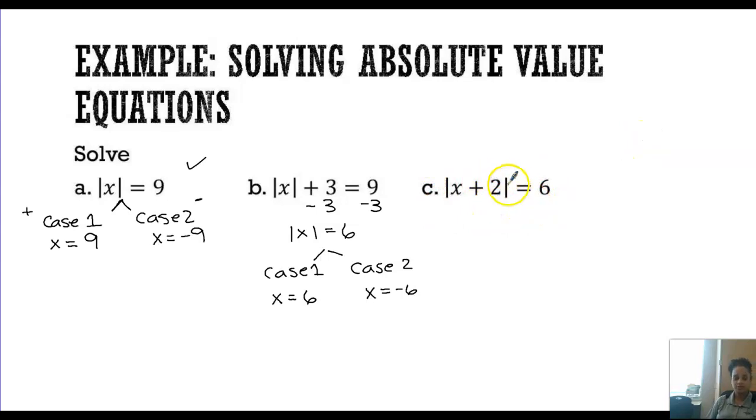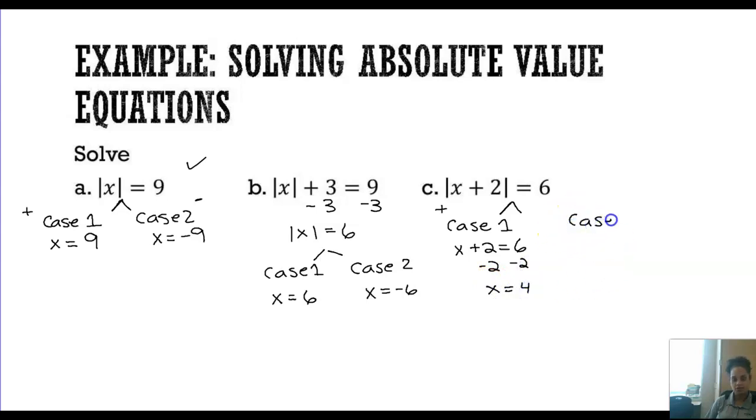Let's look at this one. Again, the absolute value braces are already isolated here, so let's see how this works out. For case 1, my positive case, I'm going to get rid of the braces, just as I have before. x plus 2 equals what? +6, because this is my positive case. Solve it. So I get x equals 4.